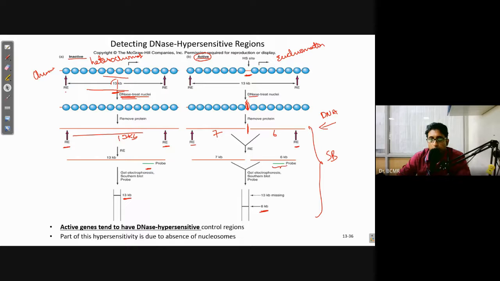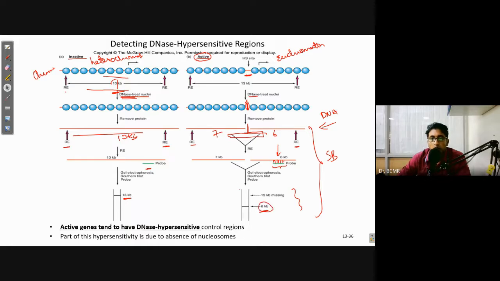That's right. The probe is homologous or complementary to the region here. If we had a probe that is something like this, then probably both fragments would have been recognized and visible after the development of the blot. But that's not the case here.